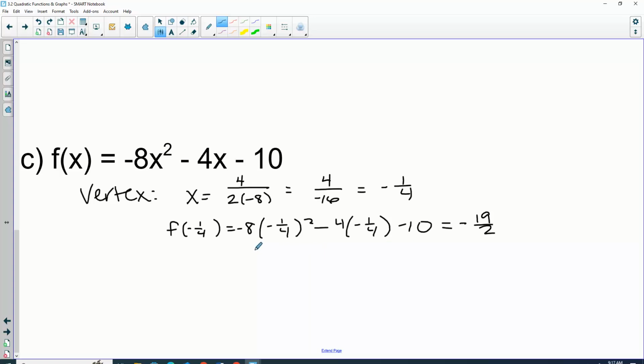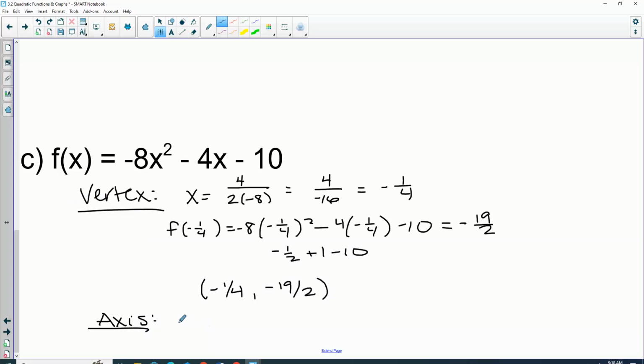10.5. Because this is -1/4 squared is positive 1/16 times -1/8 is -1/2 plus 1 minus 10. That's what I did. I did it wrong. I put positive 1. Oh, okay. So my vertex is (-1/4, -19/2). Yeah, I did it on the calculator.